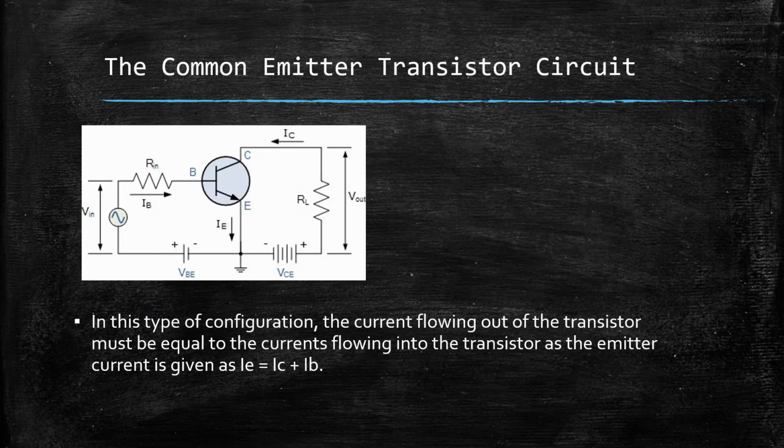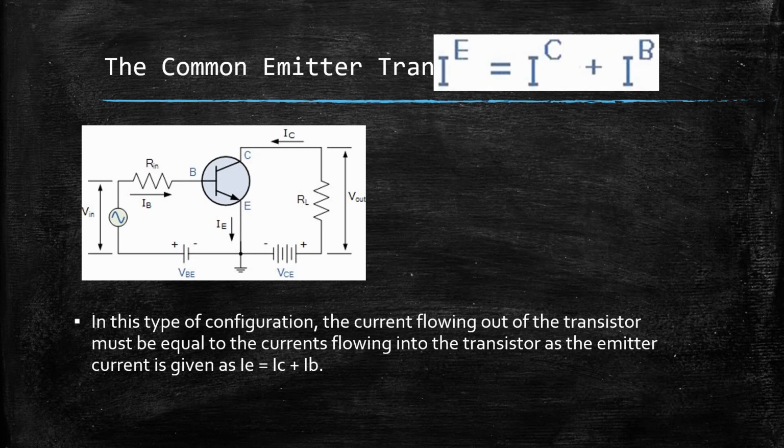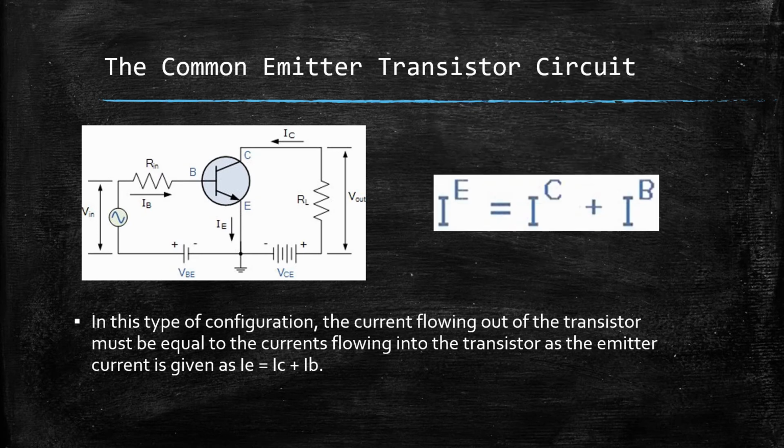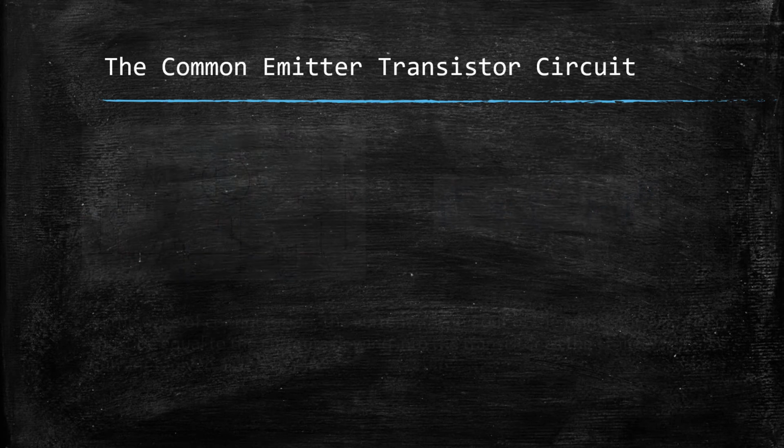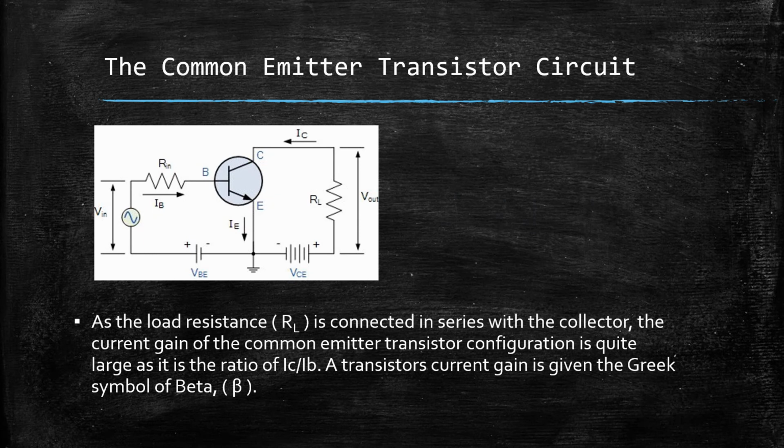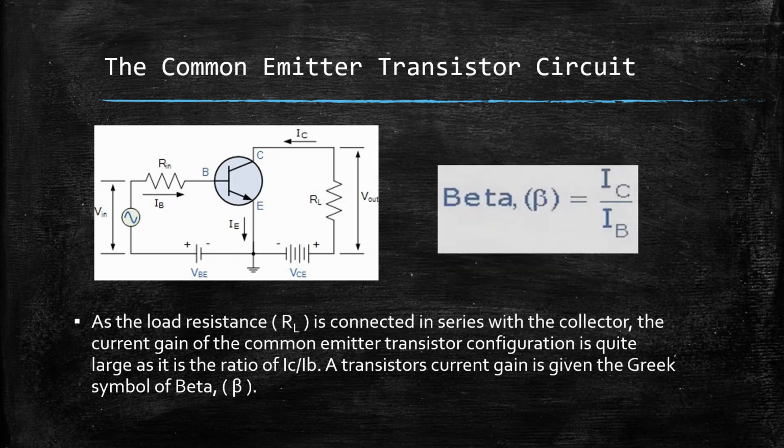In this type of configuration, the current flowing out of the transistor must be equal to the currents flowing into the transistor, as the emitter current is given as IE equals IC plus IB. As the load resistance, RL, is connected in series with the collector, the current gain of the common emitter transistor configuration is quite large, as it is the ratio of IC over IB.